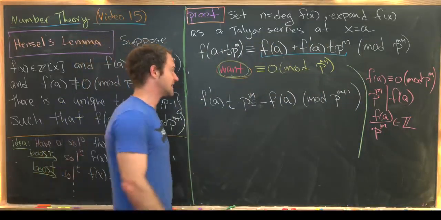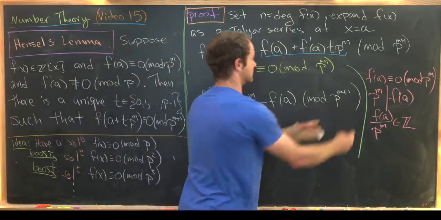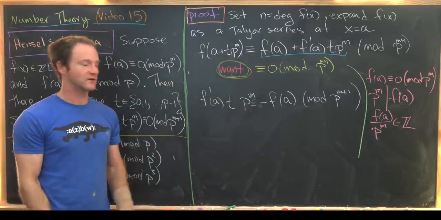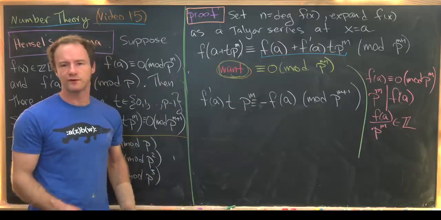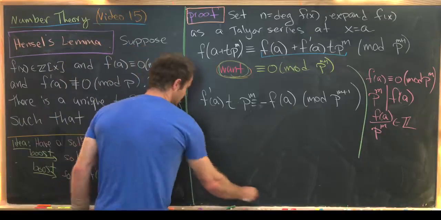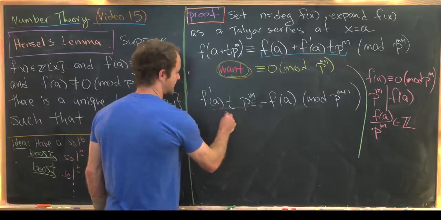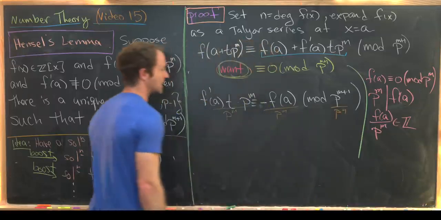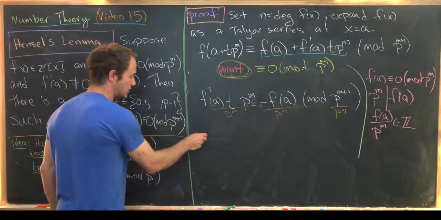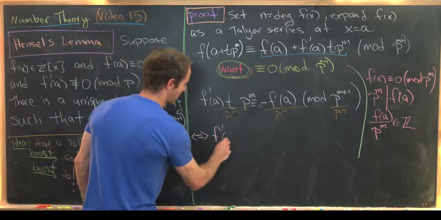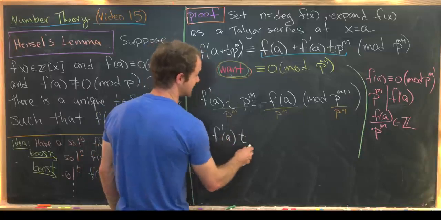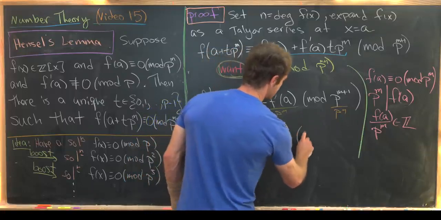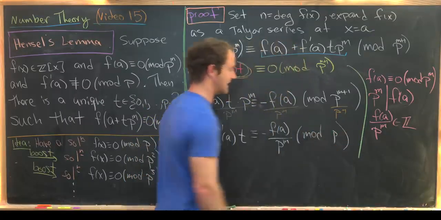Now from there, we can take all three parts of this congruence and divide by p to the m. So that produces an equivalent congruence. I think that was something that was proven in a homework exercise earlier. So just to see what we're doing here, we're going to divide this by p to the m, this by p to the m, and then this by p to the m. So that means this thing right here holds if and only if f prime a times t is congruent to negative f of a over p to the m modulo p.